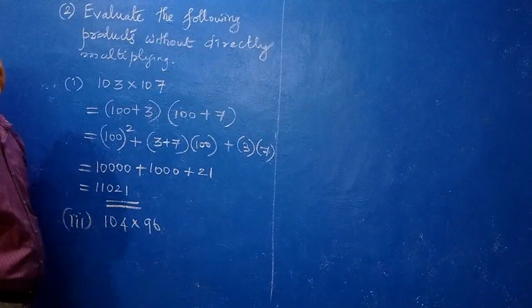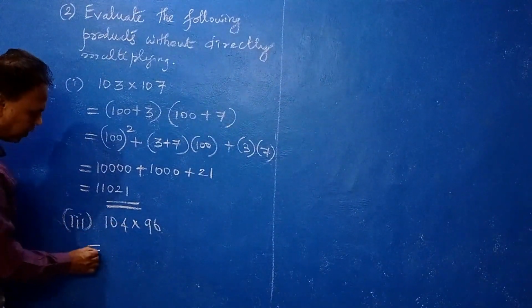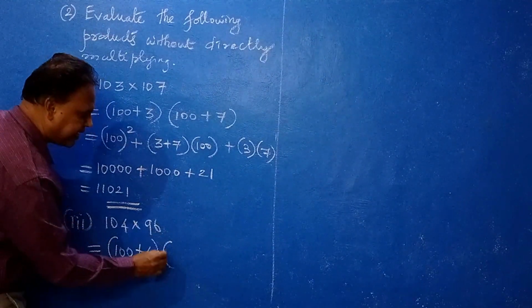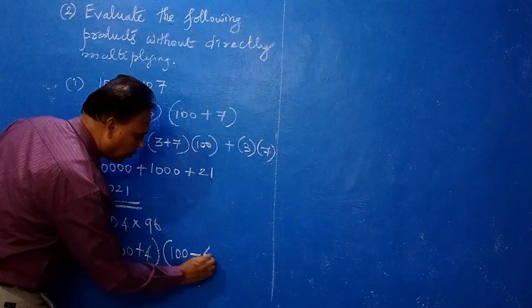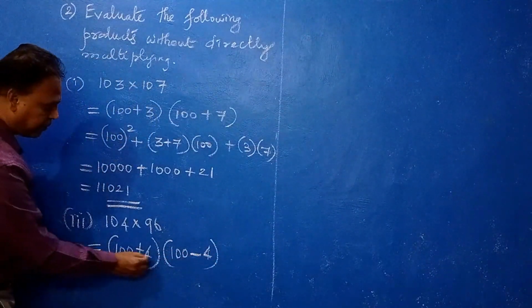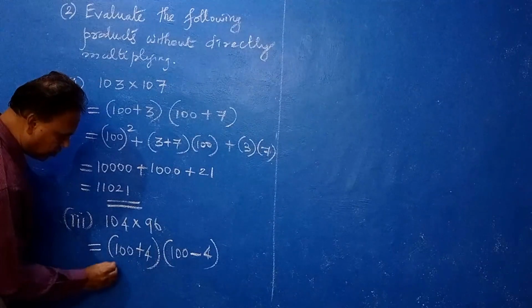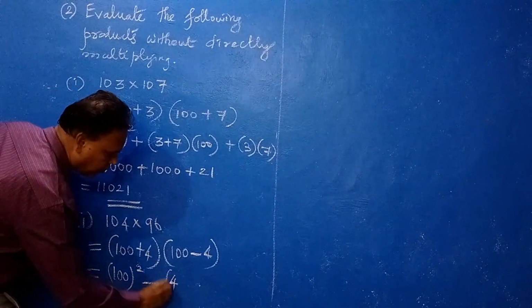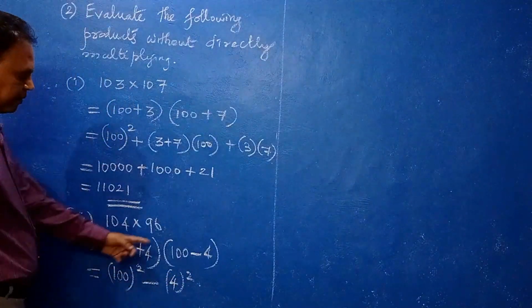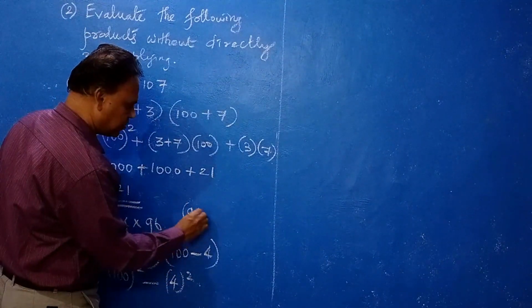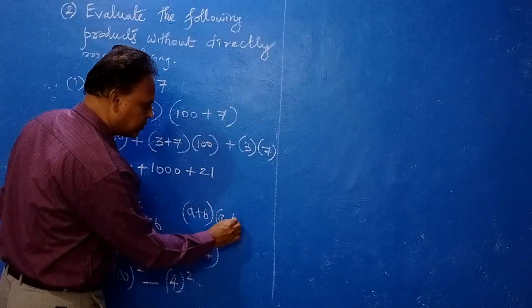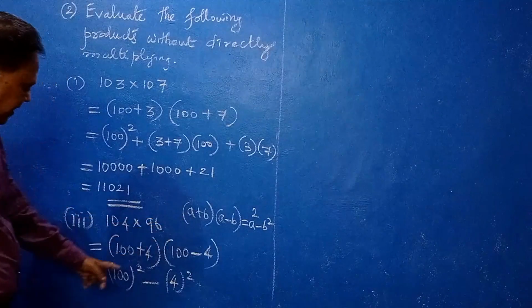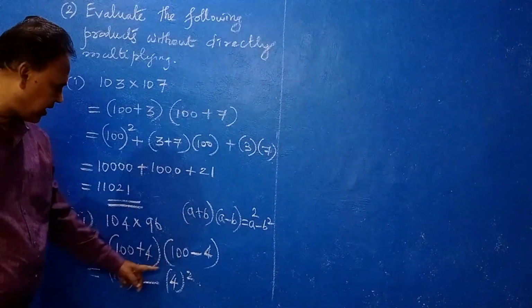You see this problem. 104 into 96. How will you do this? 104 can be written as 100 plus 4, into 96 is 100 minus 4. So you are getting the form a plus b into a minus b. That means a squared, 100 square, minus the 4 squared. Here, a plus b into a minus b is a squared minus b squared. Here a is acting as 100, b is acting as 4.